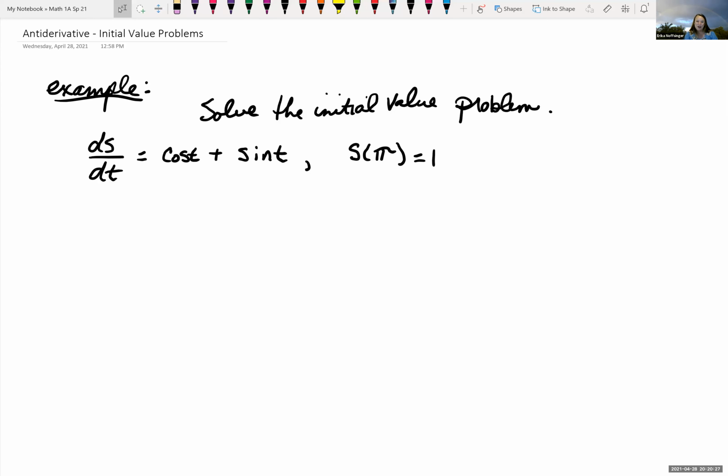We were working with antiderivatives yesterday, and what an antiderivative was, how to take an antiderivative, looked at it as an indefinite integral. And we didn't get to this type of an example, and I wanted to look at this. And so it says, solve the initial value problem.